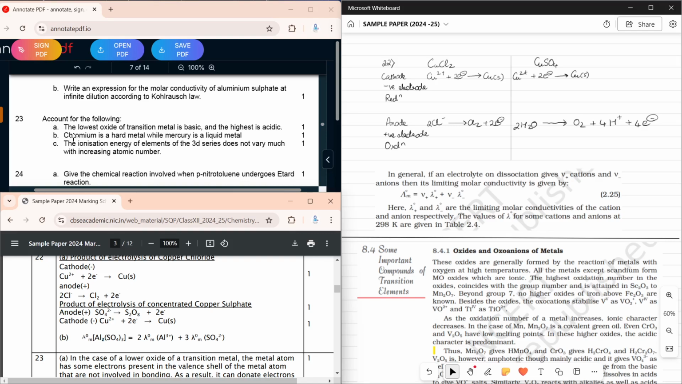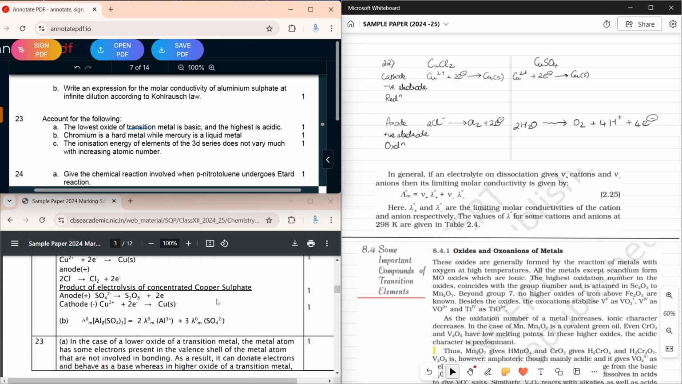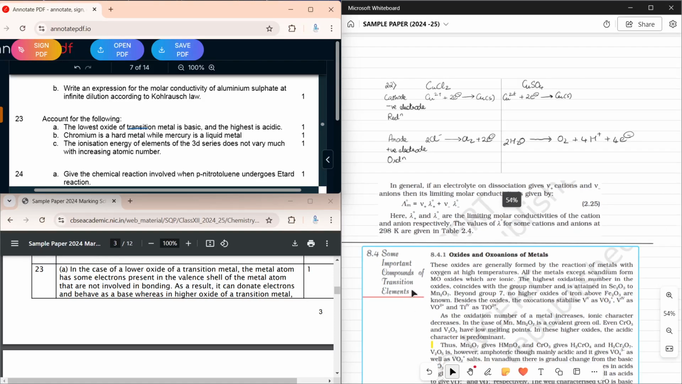Okay, now the next question, question number 23. Account for the following, and we have 3 give the reasons why, and each of them is 1 mark each. The lowest oxidation state transition metal oxide is basic and the highest is acidic. Obviously, since the word transition metal has come up, we're going to assume safely that it's from the chapter d and f block. And by the way, this is actually a textbook exercise question, 8.25, the first part. This is the same question. So they've given you the exact same question that is in your textbook.